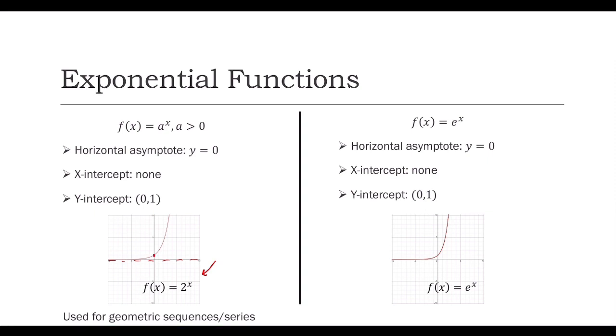Your other exponential function is your f of x equals e to the x, where e is approximately 2.72. For this one, your horizontal asymptote is at y equals 0, same as the previous one. You don't have an x-intercept, and your y-intercept is also at (0, 1).